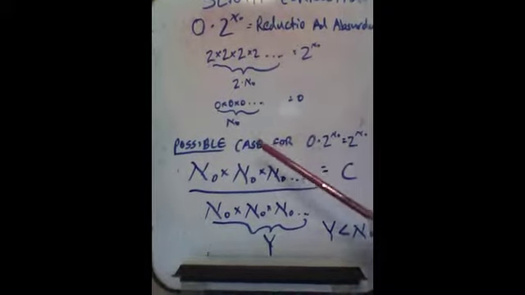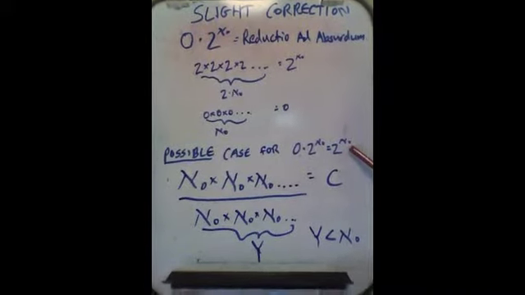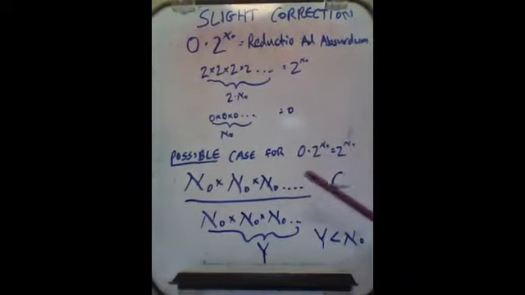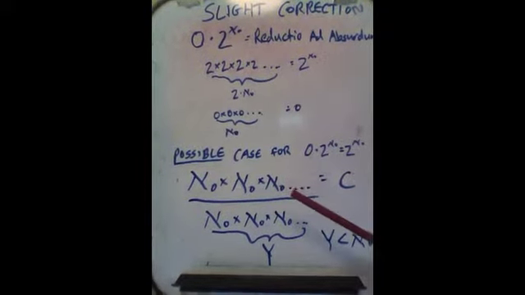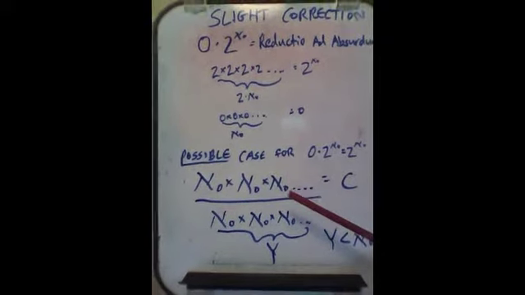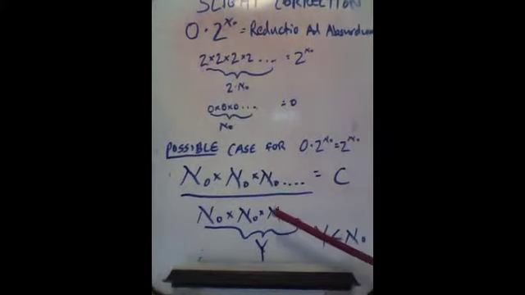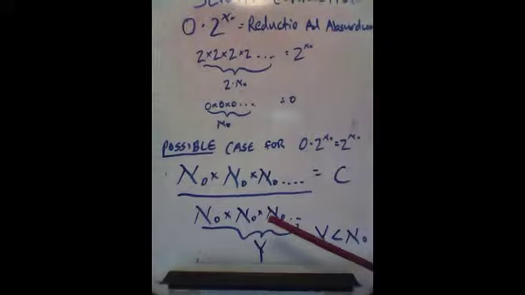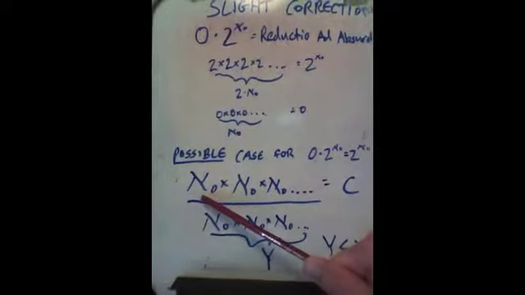Now, I do want to go into a possible case for 0 times 2 to the Aleph naught being 2 to the Aleph naught. And this is maybe going to be somewhat controversial because it flies in the face of maybe some of the methodology used in calculus, where you're approaching the infinite through the limit of n as n approaches infinity. Well, here we have maybe a different type of setup.